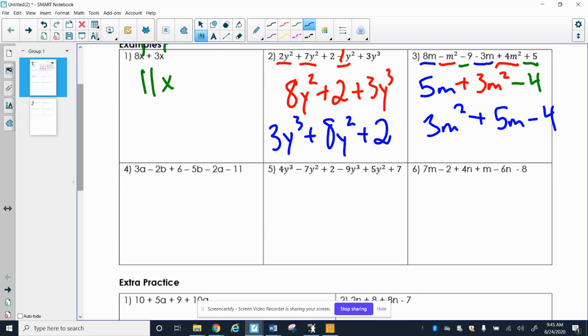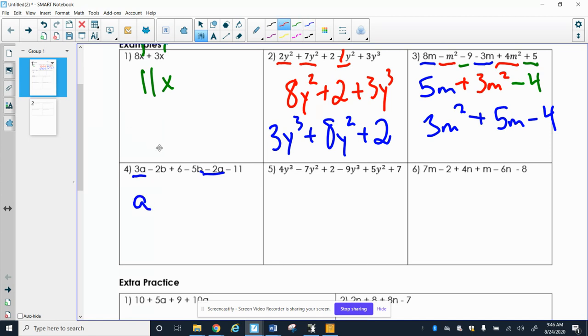Look at 4. Notice now we have multiple different variables, right? We have a's and b's. So they need to match perfectly to be like terms. They need the same exponent and they need the same variable. If we look at 4, we have a 3a to start with. We're looking for a like term. The only like term with that would be the minus 2a. So 3a minus 2a, that makes 1a, or just a.